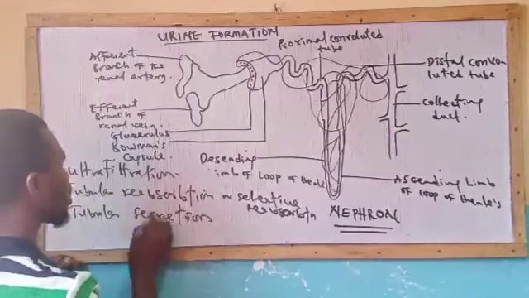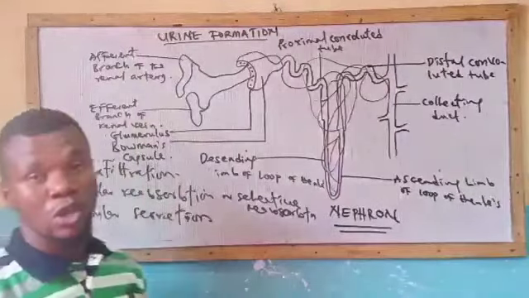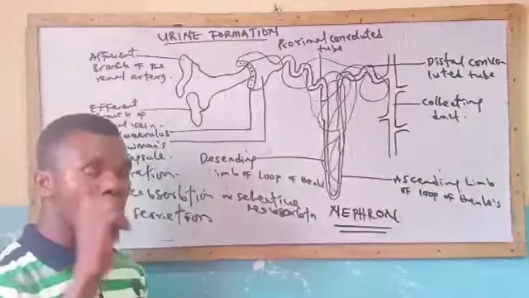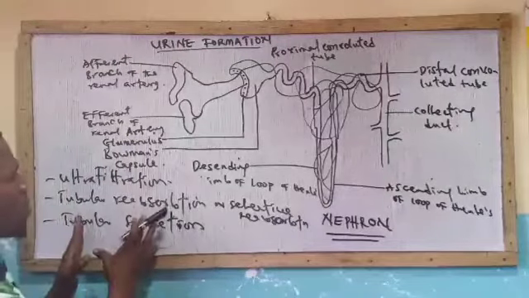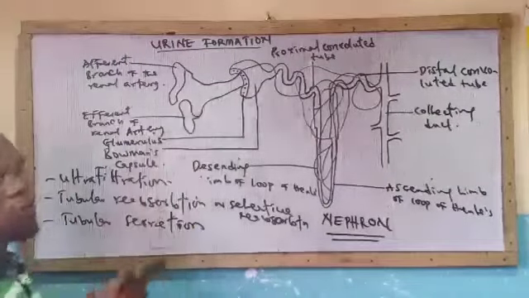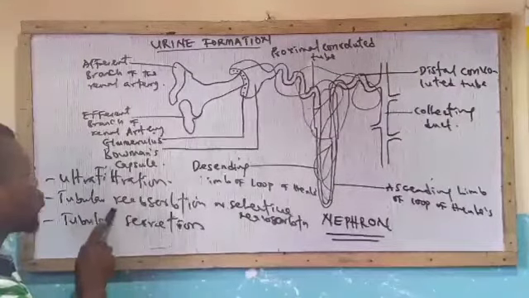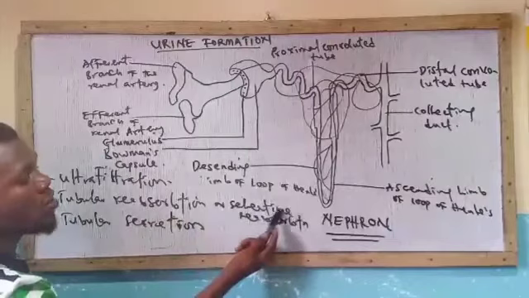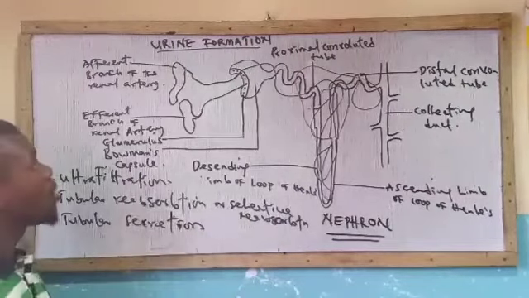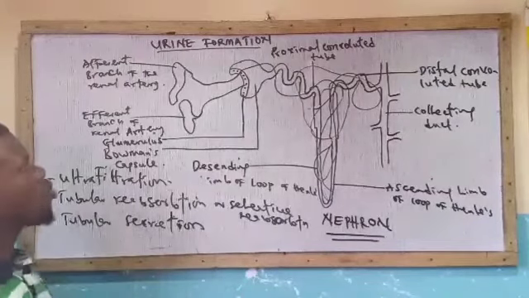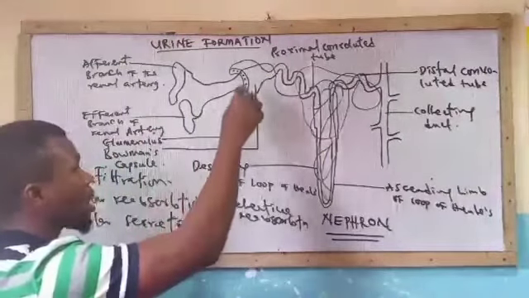Now, going by the first process, which is filtration. These are the three processes that bring about the formation of urine. The first one is ultrafiltration. The second is tubular reabsorption, or we'll call it selective reabsorption. Then the last one we'll call tubular secretion. Now, the first one, known as ultrafiltration, occurs at the Bowman capsule. Take note, at the Bowman capsule.